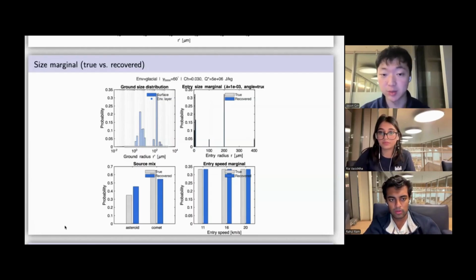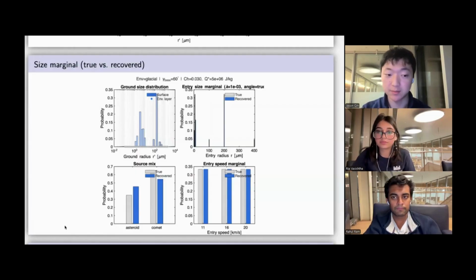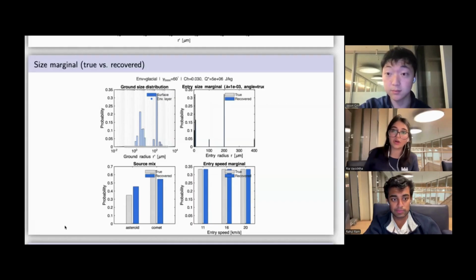The bottom left shows the source mix. Comet-heavy inputs mostly stay that way, meaning source type isn't clearly separable by size. The bottom right shows speeds. They're recovered well because delta R is scaled to velocity squared, though some size-speed pairs overlap. Overall, the atmosphere acts like a size-selective filter. Informative bins boost recovery, and missing coverage can be fixed with more physics or stronger priors.